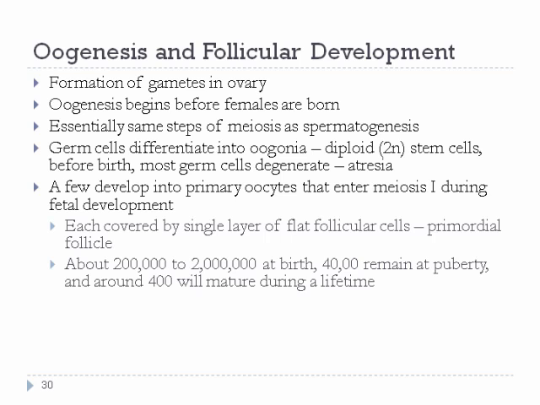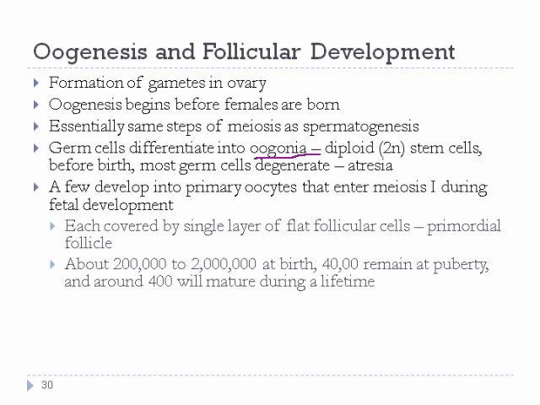So oogenesis begins before females are born. You've probably heard that when you're born you have the whole number of egg cells that you're ever going to have. And to some extent that's true because oogenesis begins during development. And those germ cells differentiate into something called oogonia, similar to spermatogonia, which are diploid cells.